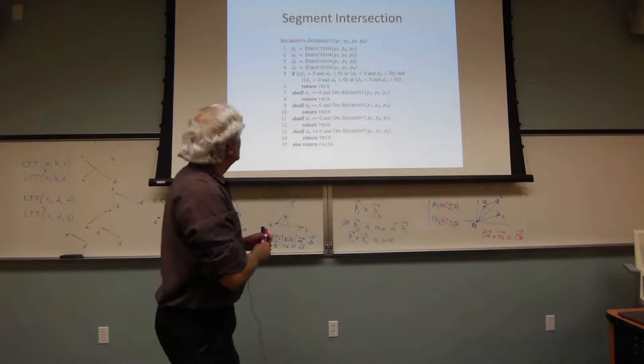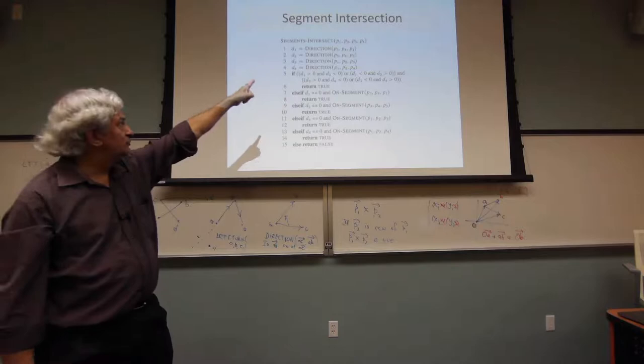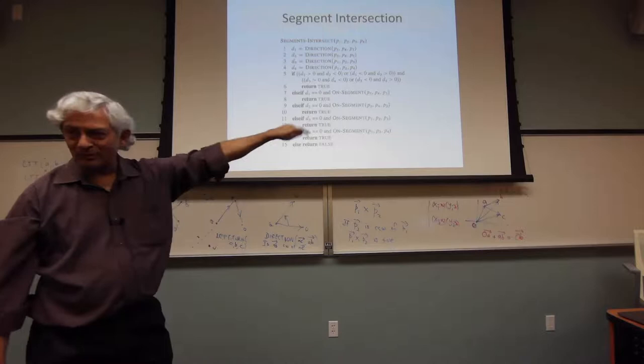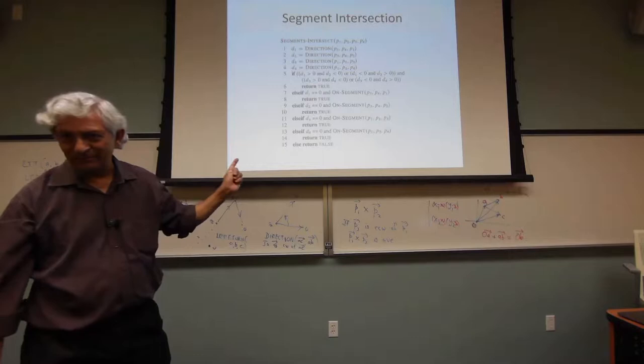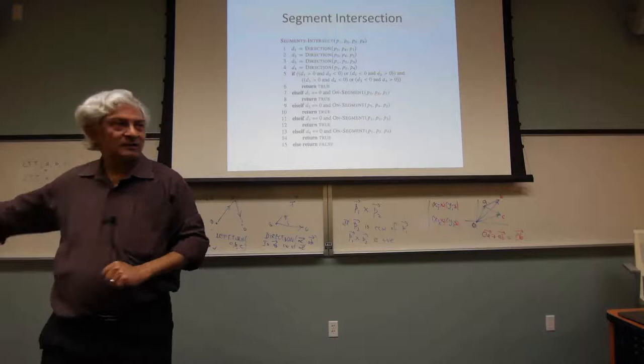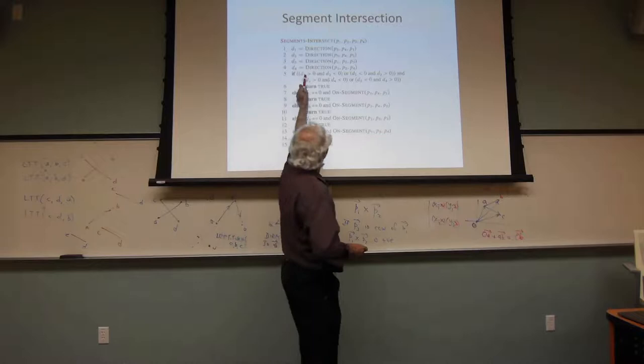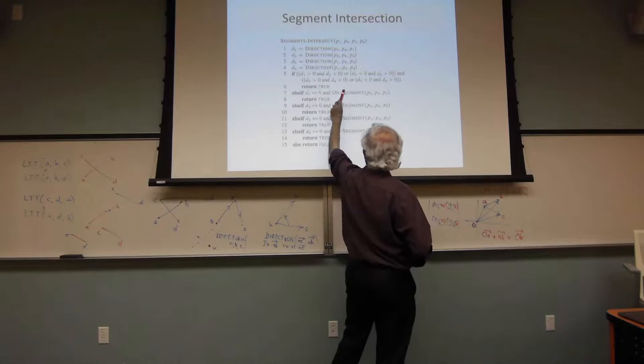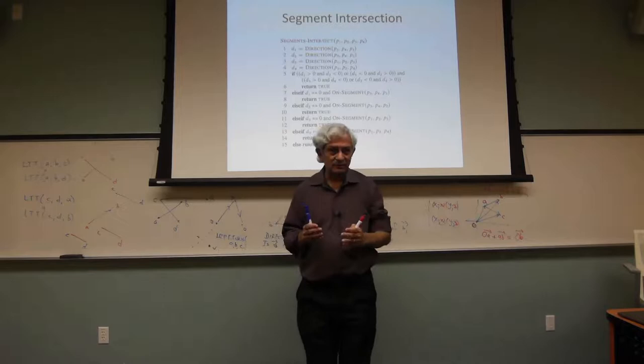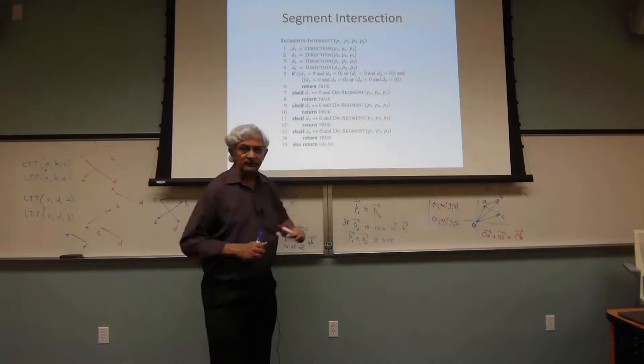So you find the directions of each of those left turn tests, right? The first one is a left turn test that goes from P3 to P4 to P1, P3 to P4 to P2, then P1 to P2 to P3, and P1 to P2 to P4. So there are four different left turn tests that we need. We compute all of those, and then the rest is just if statements. The first one is the most general one that says, as long as they're different, this is less, this is greater, this is less, this is greater, this is less. Well, there are four possible ways that they can be different, right? If they're different, then they are going to intersect. These lines will intersect.